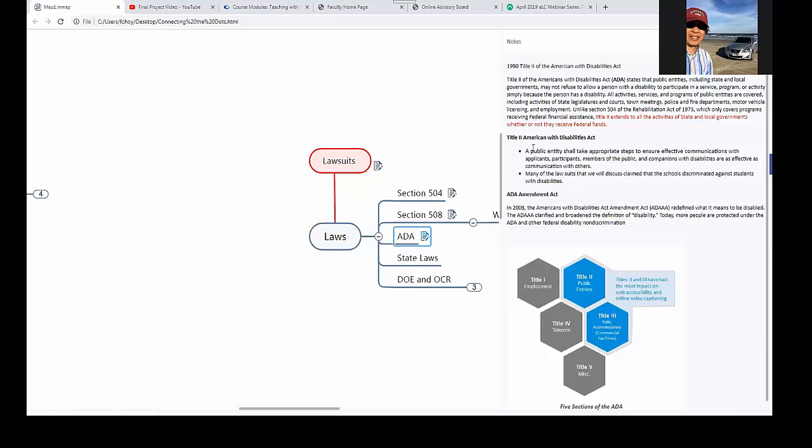Okay, the ADA has 5 sections, and actually 2 sections concern us most as a college and also as faculty, because they identify what is a public entity. So the university or the higher education institution, we are considered a public entity.